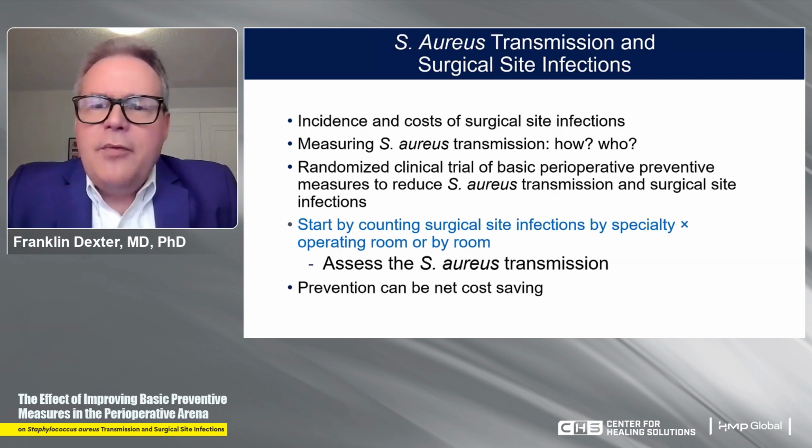So you've learned about the randomized clinical trial. We had a bundle of basic measures, and it was used to prevent surgical site infection. There's feedback with assessing Staphylococcus aureus transmission. Suppose you want to do this at your hospital, then what's the first step?